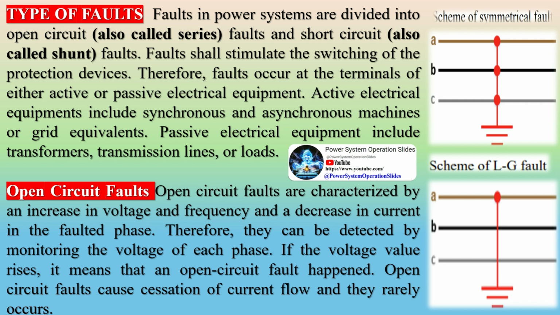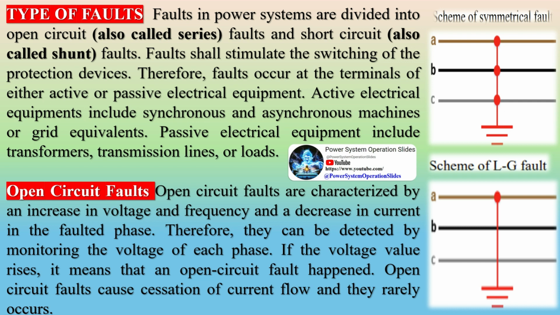Therefore, faults occur at the terminals of either active or passive electrical equipment. Active electrical equipment includes synchronous and asynchronous machines or grid equivalents. Passive electrical equipment includes transformers, transmission lines, or loads.